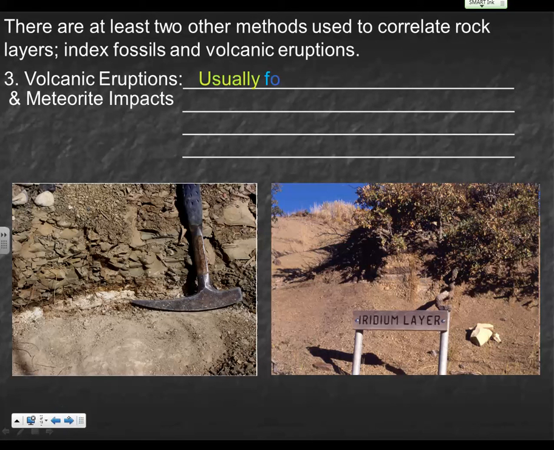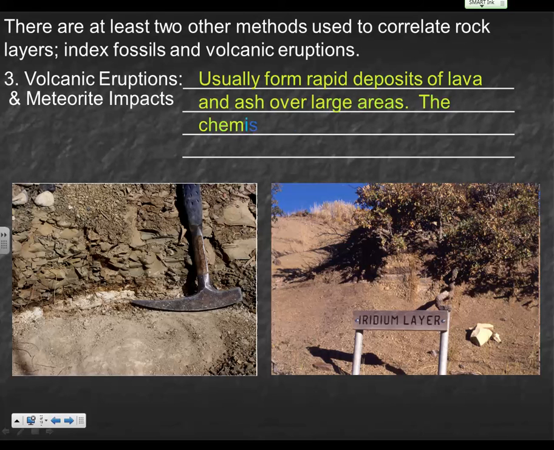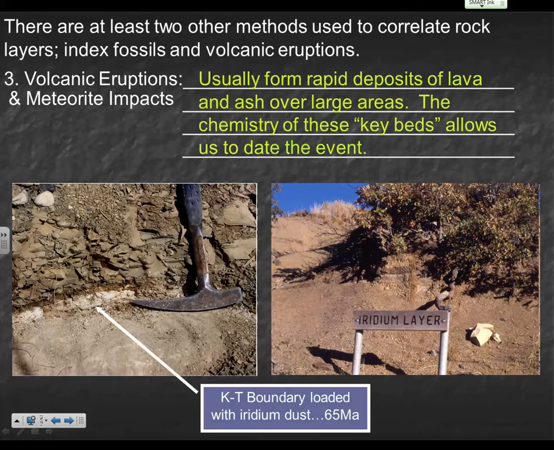Okay, the third method of correlation we're going to talk about today has to do with volcanic eruptions and meteorite impacts. Both of these events leave thin layers of ash, and perhaps lava in the case of volcanic eruptions. Maybe meteorite impacts too, but thin layers of this ash over large areas, sometimes the entire Earth. And these layers are deposited rapidly over these widespread areas. And the chemistry of these, what we call key beds, allows us to date the event.